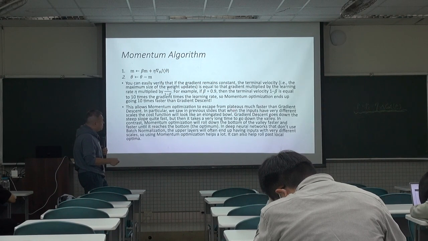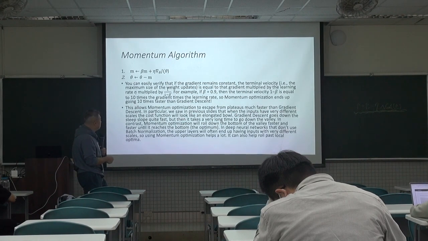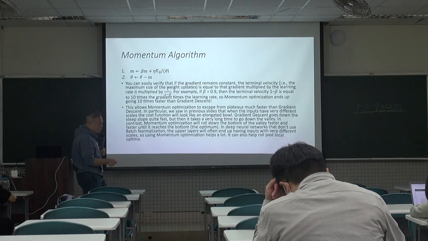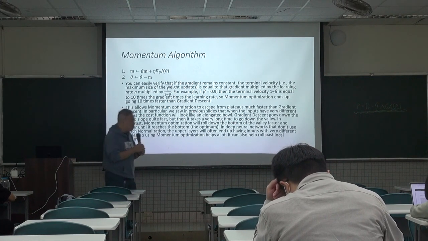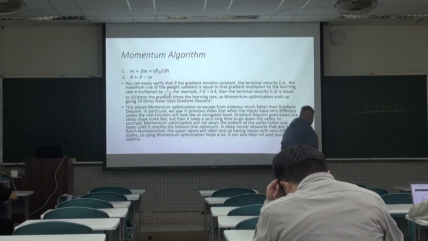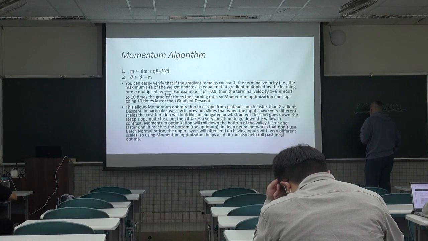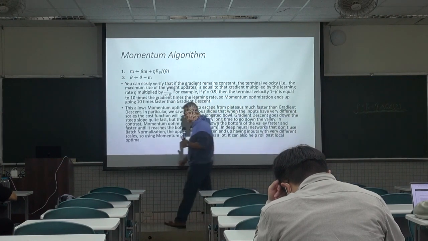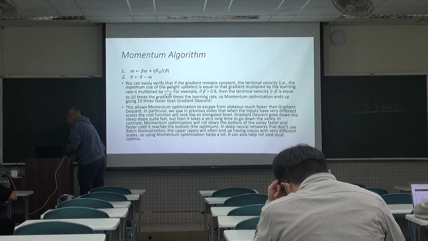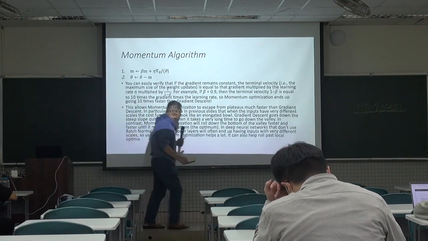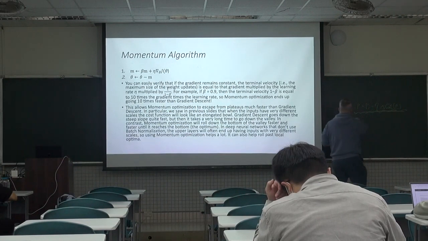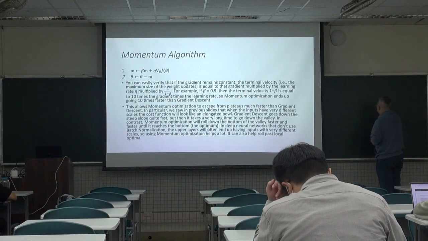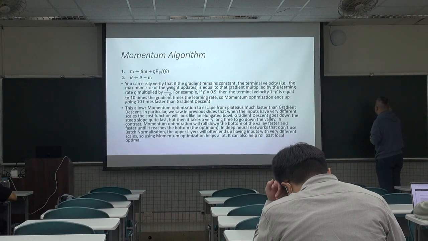And also we see that when the inputs have very different scales, the cost function will look like an elongated bowl. Remember, we drew that. I think I drew something like this, right?